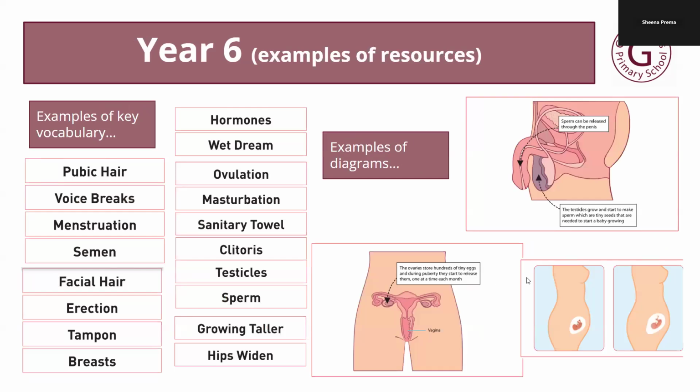And then these are some of the resources that we are going to use in year 6. So you've got some key vocabulary which we go through, some of which they will have heard or been exposed to before, and some of which they won't, all done in a very respectful manner, and from a very scientific perspective. Then we've got the examples of the diagrams, again very similar to year 5, so nothing is a surprise. And we talk through those again with the children and make sure that they understand.